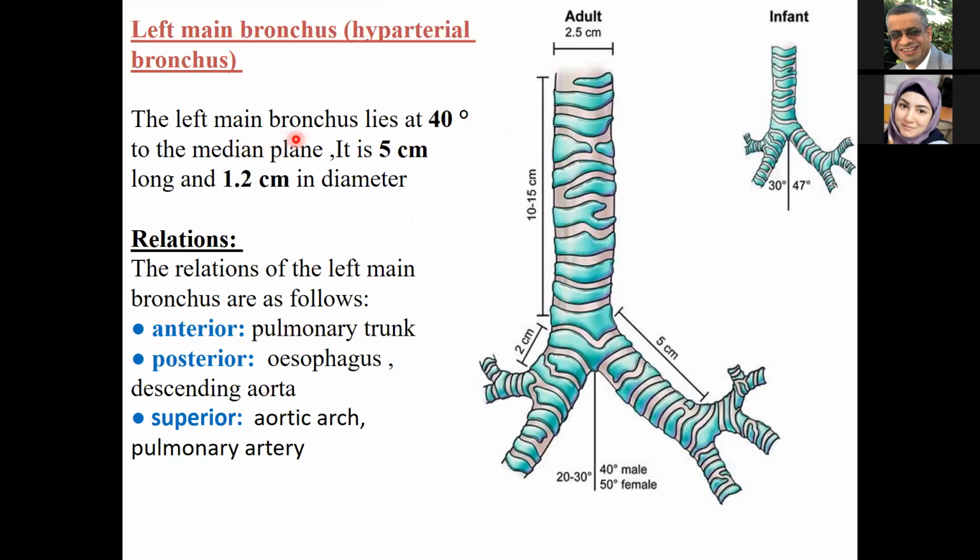The left main bronchus lies at 40 degrees to the median plane. It is 5 cm long and 1.2 cm in diameter. The relations of the left main bronchus are as follows: anteriorly, pulmonary trunk; posteriorly, esophagus and the descending aorta; superiorly, arch of the aorta and pulmonary artery. This is the left main bronchus.